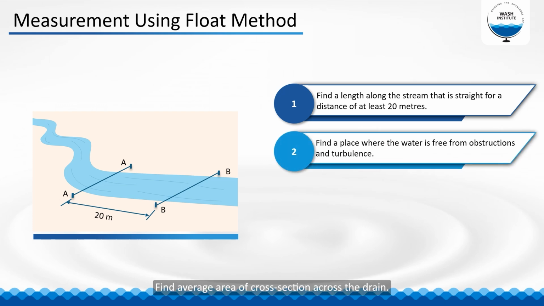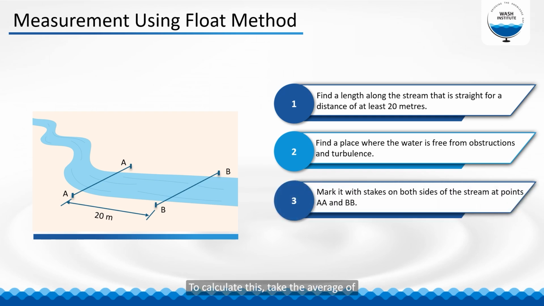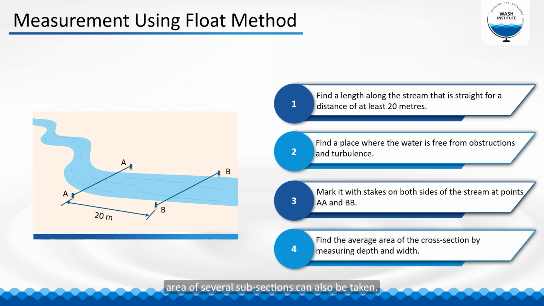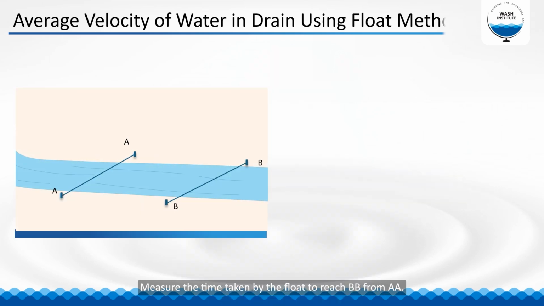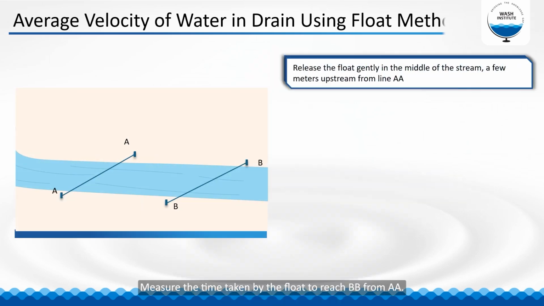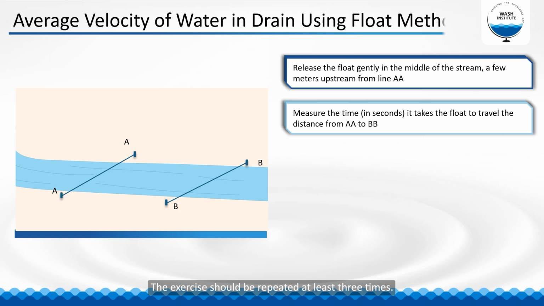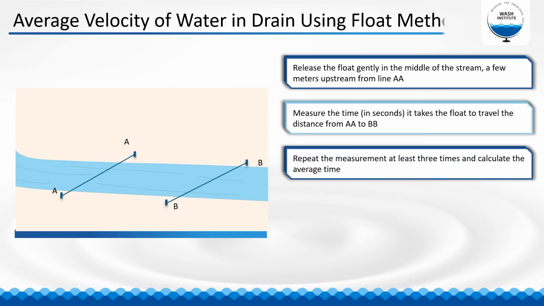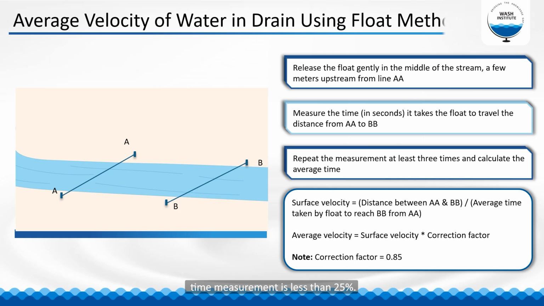Find the average area of cross section across the drain. To calculate this, take the average of the two cross section values at AA and BB. If the depth is varying, then the average of the area of several subsections can also be taken. Measure the time taken by the float to reach BB from AA. The exercise should be repeated at least 3 times. Verify that the variation in the time measurement is less than 25%. Take an average of this and use it in the formula to calculate the flow.